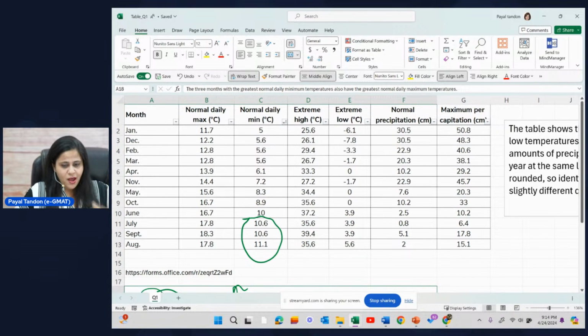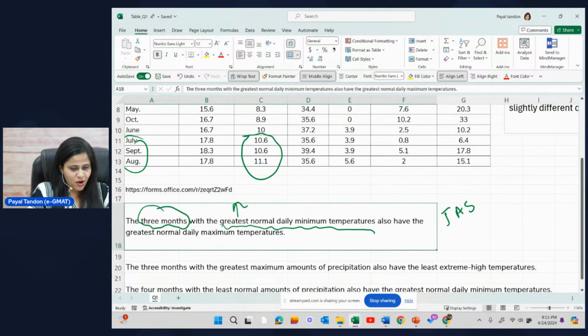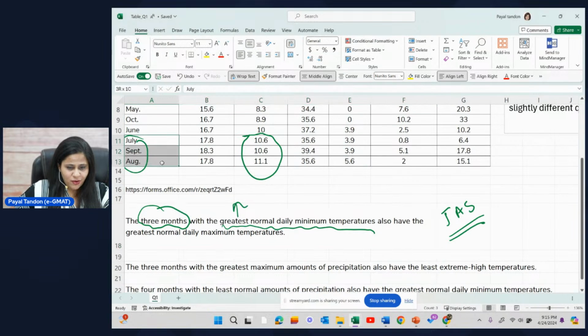So bottom part of normal daily minimum temperature, this is what I need to be thinking about. So these 3 months, what are these 3 months? July, August, September. So this was in the order of July, September, August, but I switched it so that I make my notes appropriately, right? Now, I have the luxury of writing this down over here. I have the luxury of doing all of this highlighting over here. But in the exam environment, you will not have that luxury, which is why you have to utilize these techniques of making appropriate notes so that you keep track of the information.